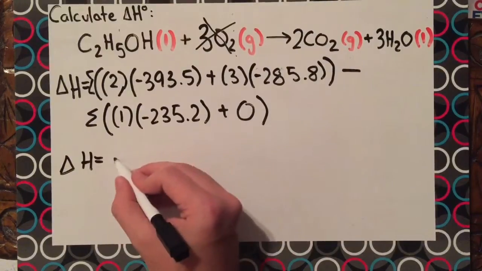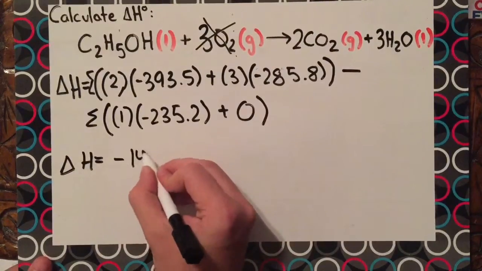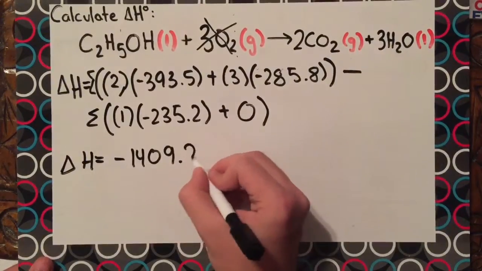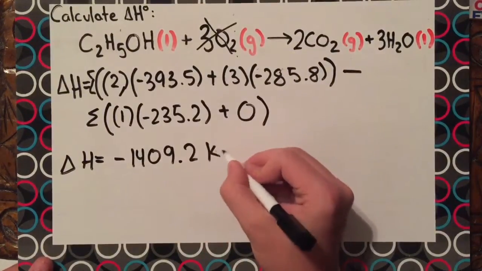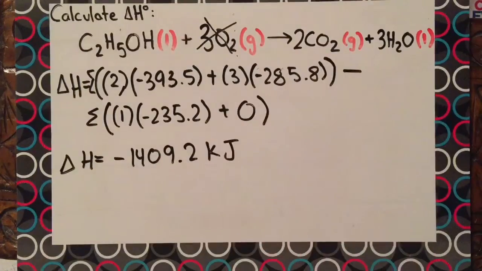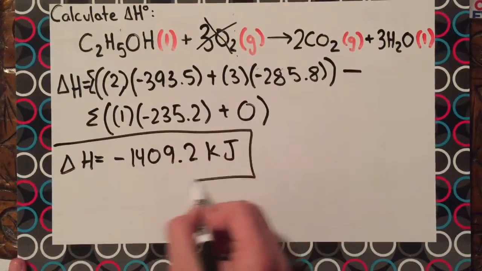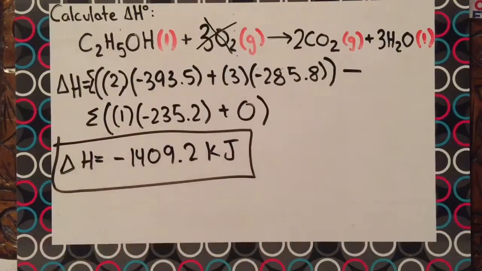the answer we should get is negative 1409.2 kilojoules. You can try right now. If this is what you get, then you did it right. And congrats, you solved your first standard enthalpy formation question.